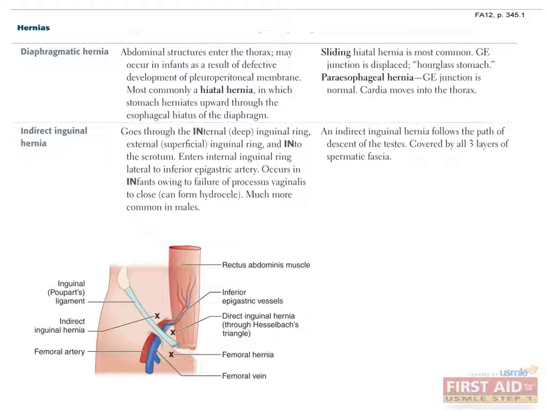A hernia that occurs in the diaphragm allows abdominal structures to enter the thorax, and if the opening is large during fetal development, this can impact lung development. Hiatal hernias are the most typical type of diaphragmatic hernia, and here the stomach herniates through the esophageal hiatus into the thorax. Sliding hiatal hernias are the most common subtype, where the gastroesophageal junction is displaced.